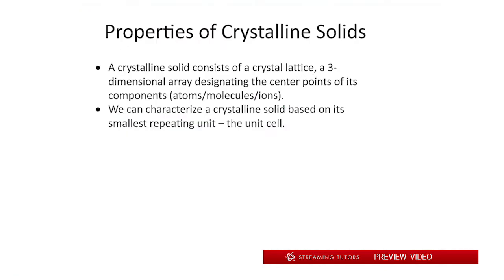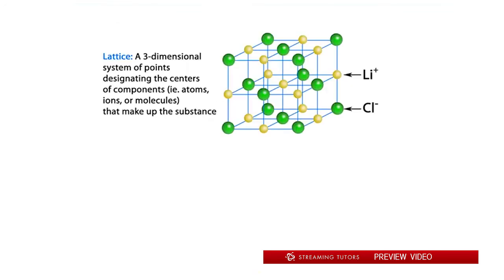A crystalline solid has a repeating unit. We say that it has something called a crystal lattice. That is the three-dimensional array of how the atoms, molecules, what have you, are arranged in space. We can characterize this by something that's known as the unit cell. So here's just a demonstration of the lattice. It's just this three-dimensional system of points. You see that we have some ions in the corners of this arbitrary cube, other ones with the lithium on the sides. And so we can see how this 3D array makes up the structure of this solid.